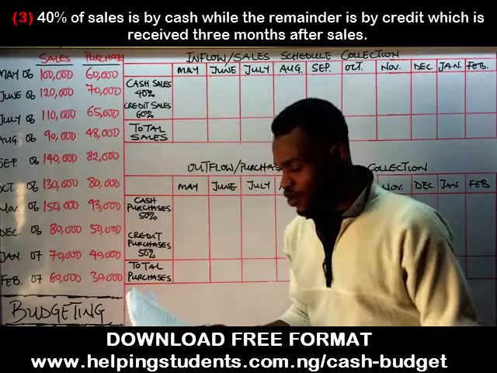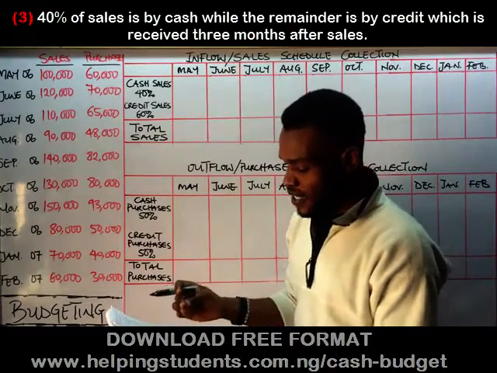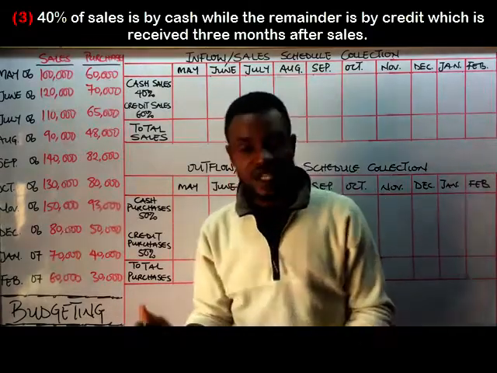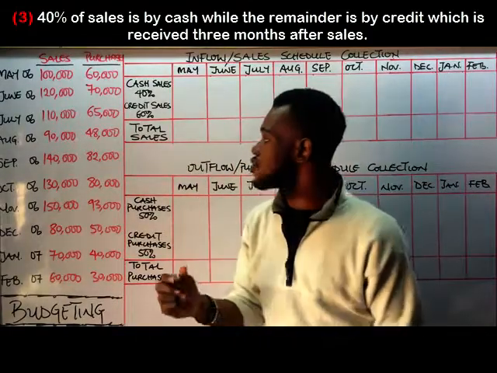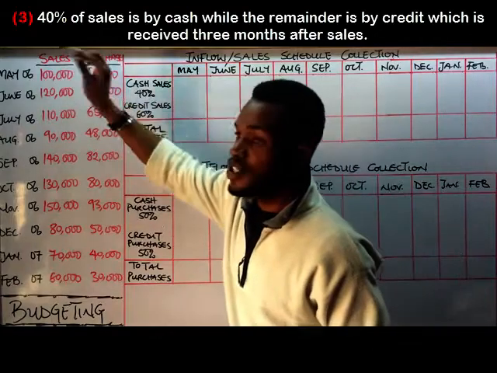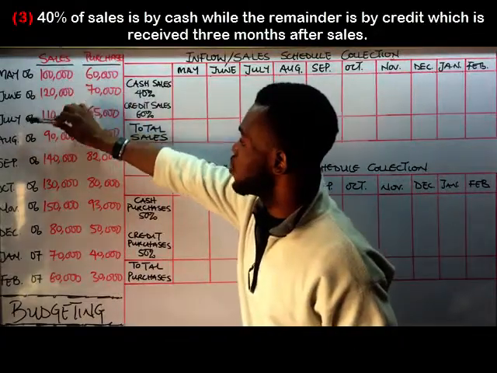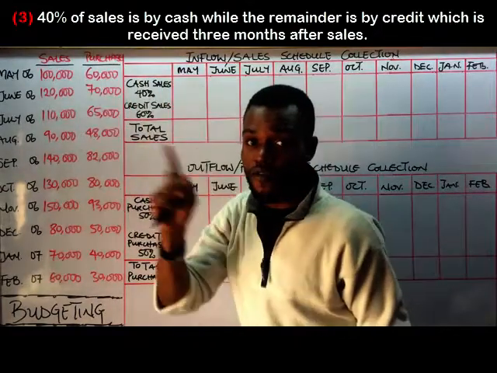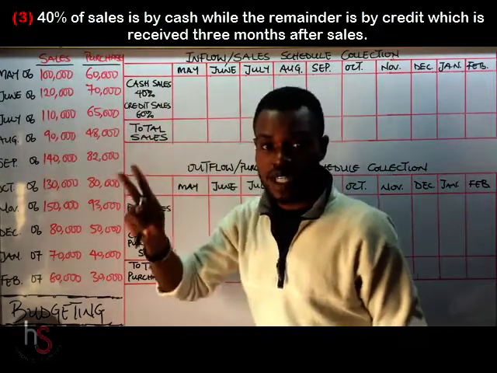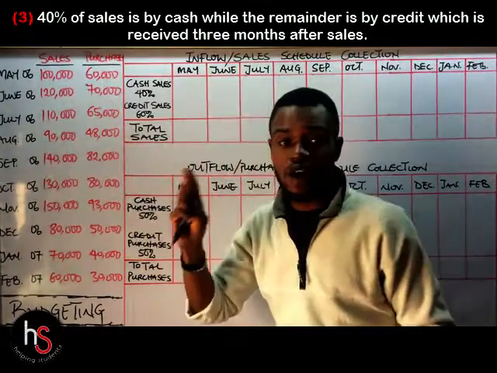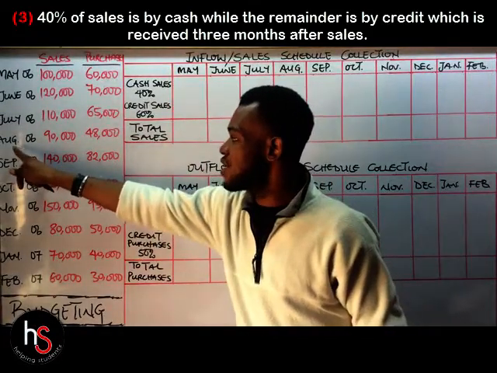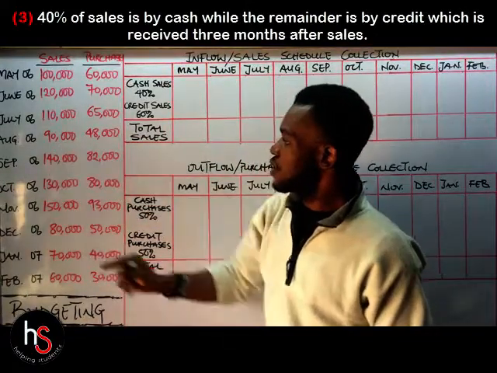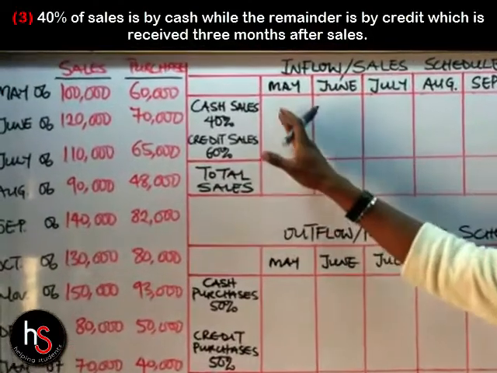Now to answer the question, what we do is this. 40% of sales is by cash, while the remainder is by credit, which is received 3 months after sales. So this is when the transaction took place, and the payment was made 3 months after. So 3 months after, May is off, that is 1 month, June the 2nd month, and July the 3rd month. So it simply means that the payment started in August, 90,000.